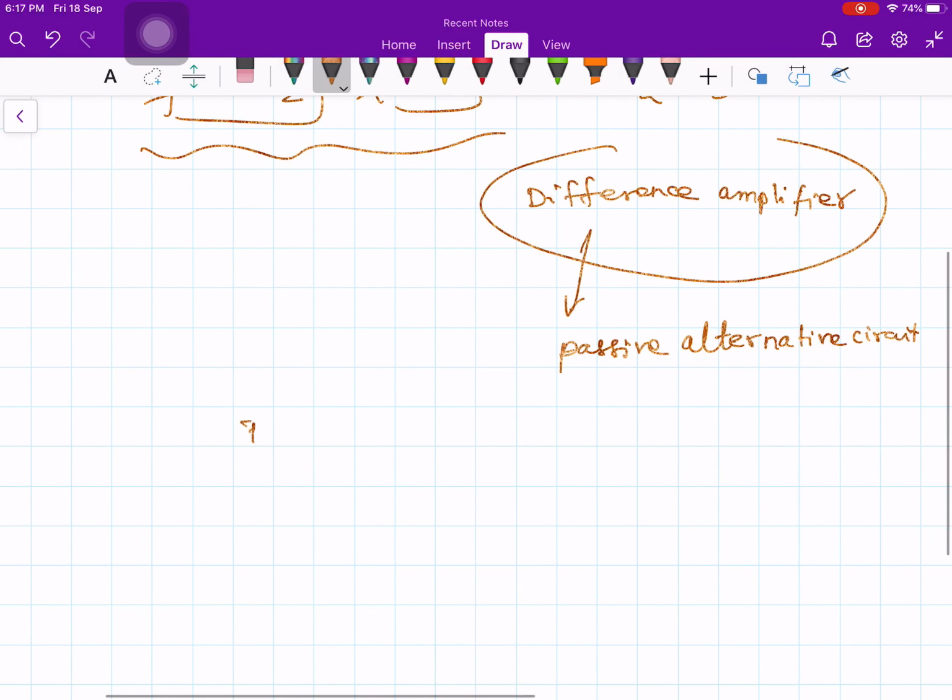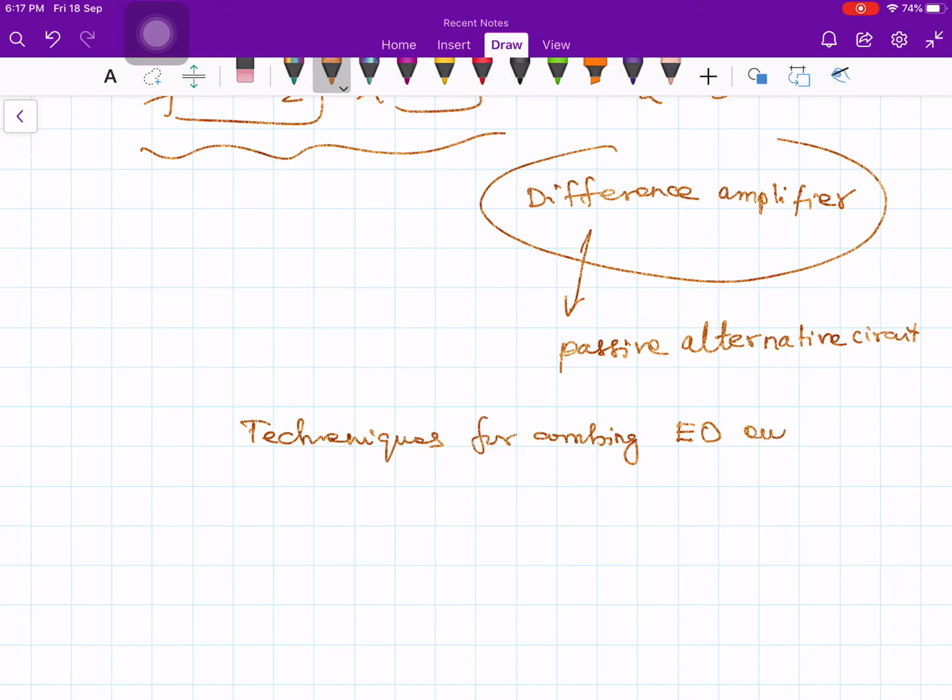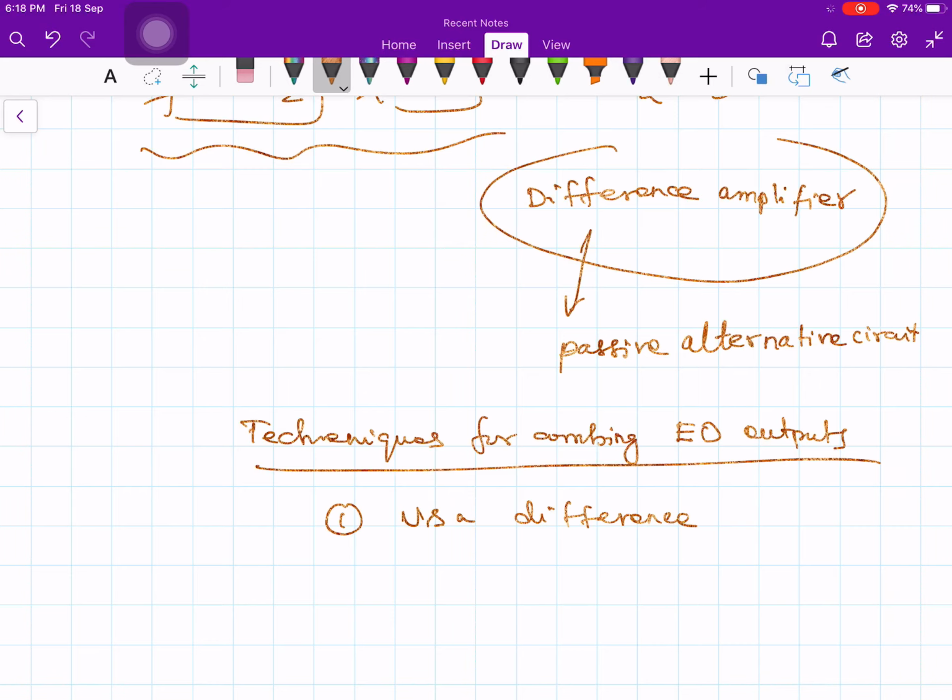So the techniques for combining envelope detector outputs: you can use a difference amplifier, or you can use passive circuits.